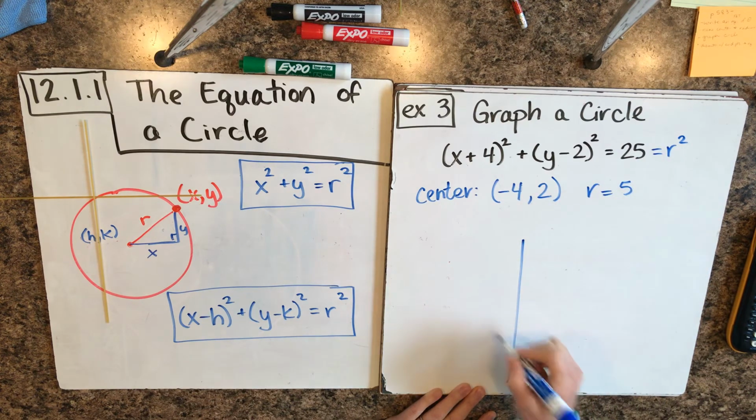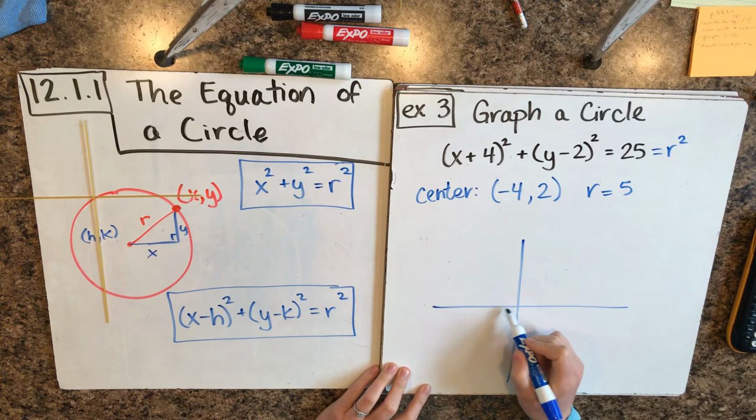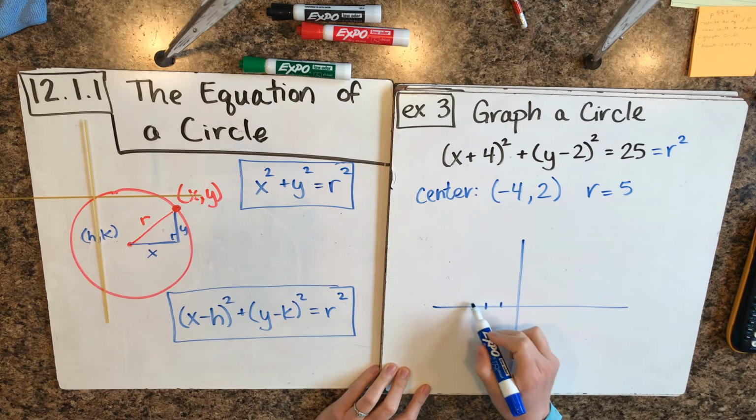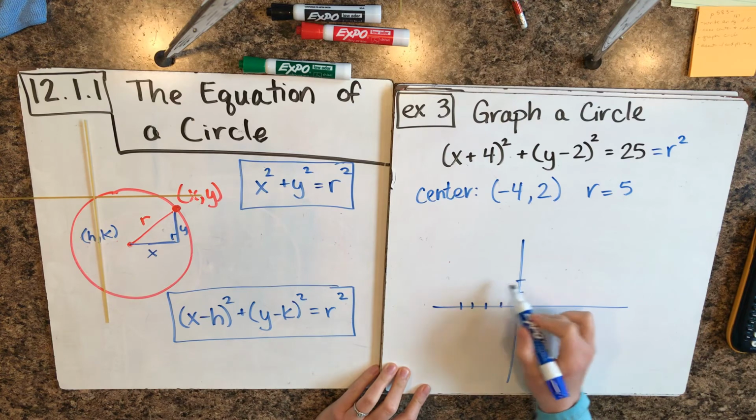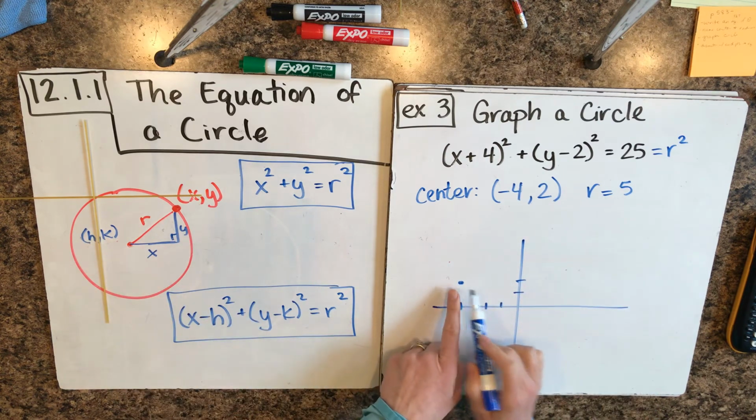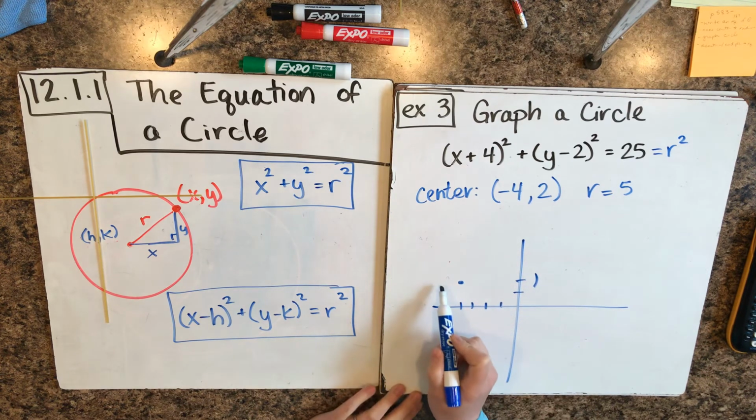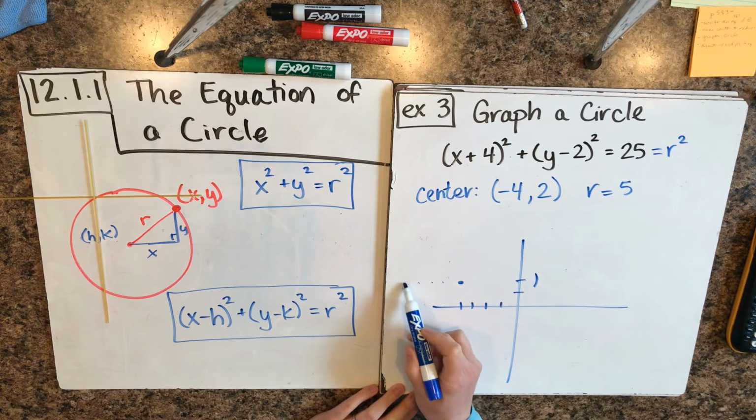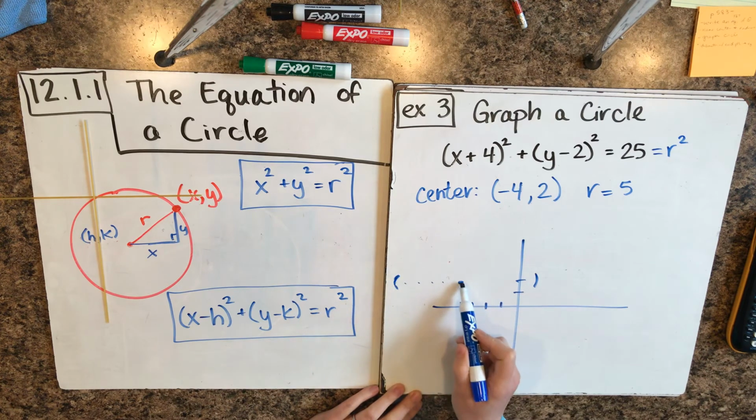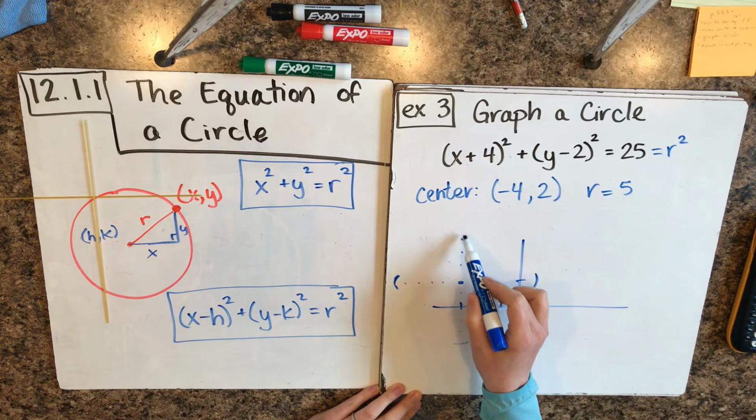So if I'm going to graph this, and graphing paper would be best. I don't have graphing paper right now. So I'm just going to go 1, 2, 3, 4, 1, 2. There's my center. Okay. Then my radius is 5, so I'm going to count to the right 5 and make a little arc. I'm going to count to the left 5. I'm going to go back to the center. I'm going to count down 5. And I'm going to count up 5.